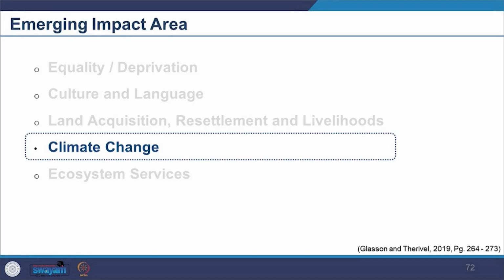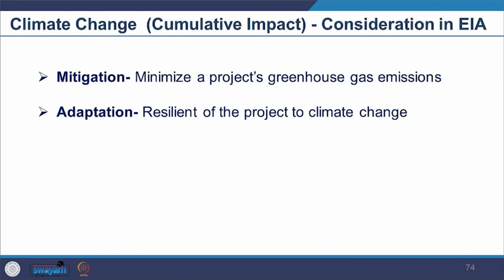Another emerging impact area, if you look into, is climate change. In our initial first week, we talked about this and how we really assess the impact in this domain. There are two key areas whenever we talk about climate change, we assess the impact. We talk about mitigation and adaptation. While considering mitigation, you look into how to minimize a project's greenhouse gas emissions. So mitigation majorly concerns the reduction of greenhouse gas emissions.